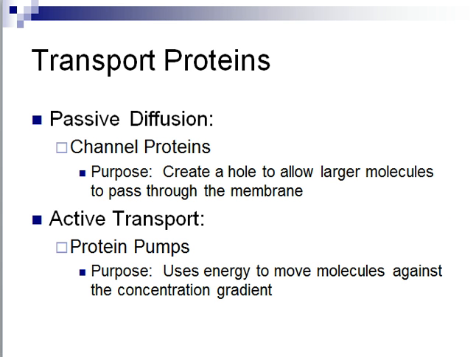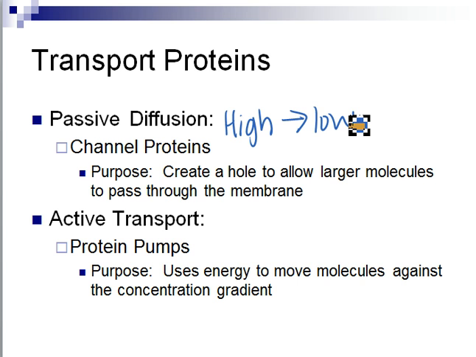The next major type of protein are transport proteins. They can help with either passive diffusion or active transport. In passive diffusion, we're still going from a high concentration to low concentration. Kind of like what we've been talking about with all sorts of diffusion. Think about the perfume. This is simply going to be a channel. It creates a larger hole for large molecules to pass through the membrane.